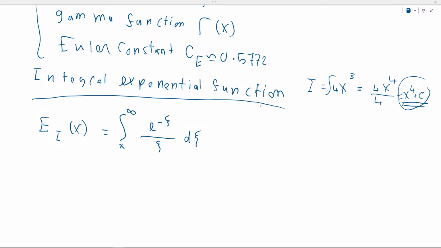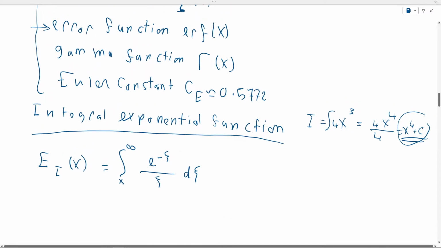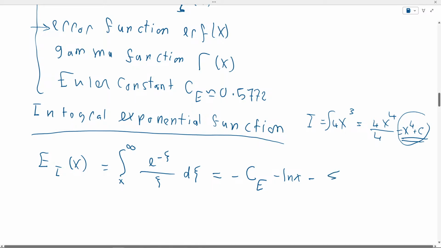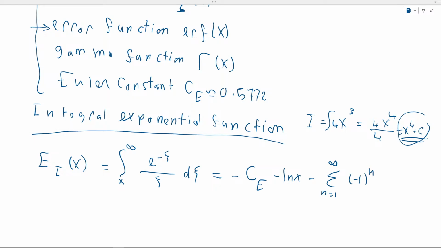I will get an infinite series solution. So basically, for this one, the solution has an analytical form. It looks something like this: negative γ, that's the Euler constant, minus ln x, minus the sum from n equals 1 to infinity of negative 1 to the power n, x to the power n, over n. That's the solution of this guy.